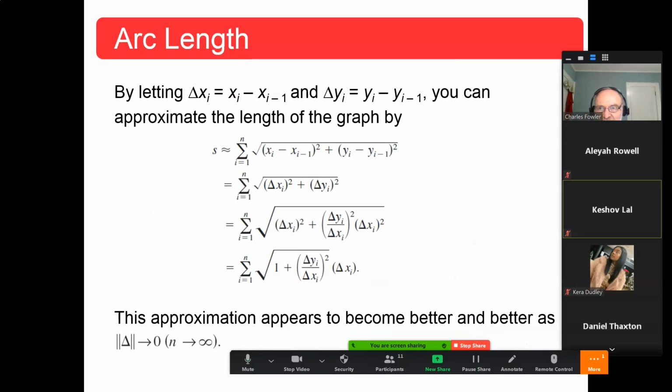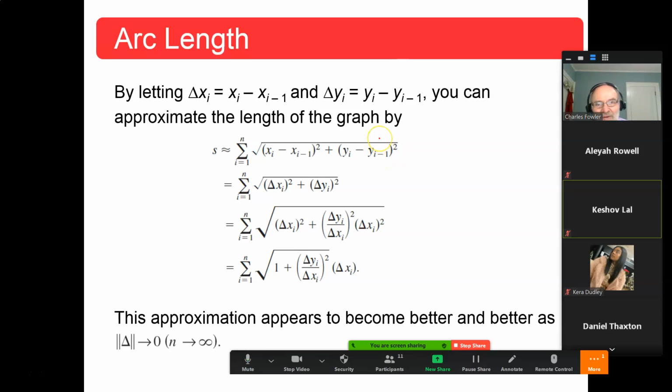So, let delta x sub i be x sub i minus x sub i minus 1. In other words, between any two of those partitioning points. The delta y would then be the difference between the y values of those partitioning points. Then the approximate arc length would be the sum from i equals 1 to n, because you have n divisions there, of the square root of (x sub i minus x sub i minus 1) squared plus (y sub i minus y sub i minus 1) squared.